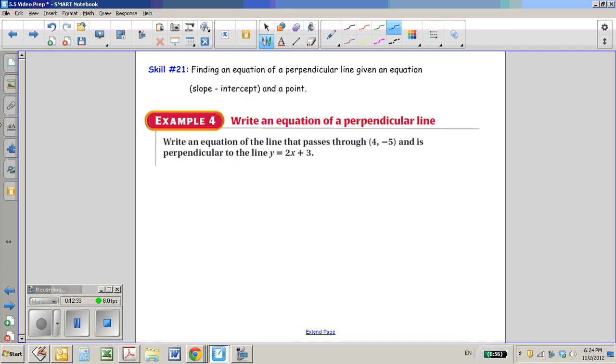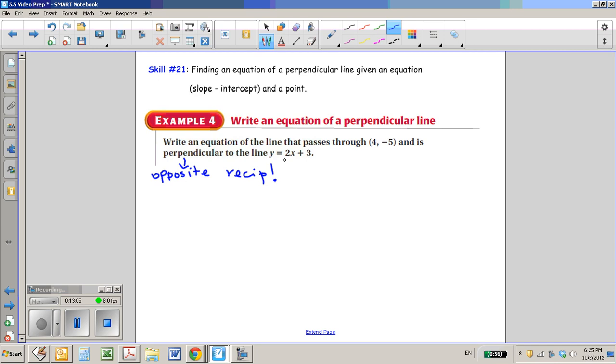Okay, so this is our last example in this section, and we are going to be finding an equation of a perpendicular line given an equation in slope-intercept form and a point. So, when you read an example and you see a perpendicular, what I want you to write, again, very similar to the parallel, I want you to write what does that mean for the slope. So as soon as you read perpendicular, I want you to write opposite reciprocals.